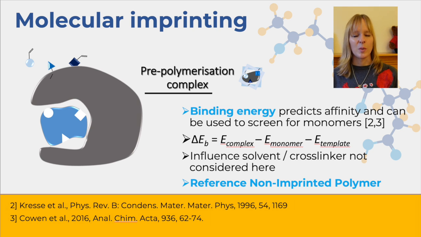Also, it's very important that we work with references, so the non-imprinted polymer, which is essentially the same as the process just shown, but without the addition of the template molecule in the beginning. These non-imprinted polymers or NIPs are often used as references, but you could also imprint, and that's becoming more and more common nowadays, with a molecule which is similar in size and shape.